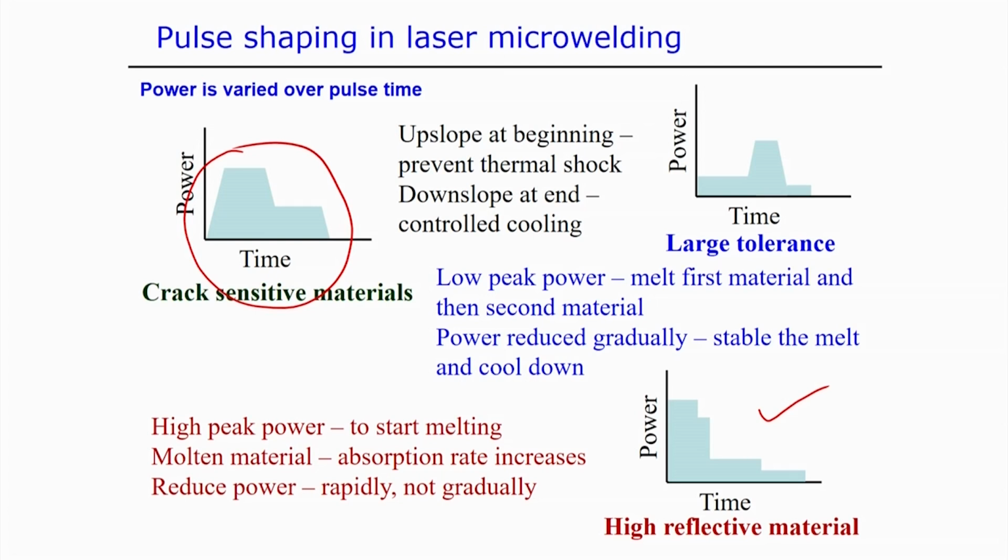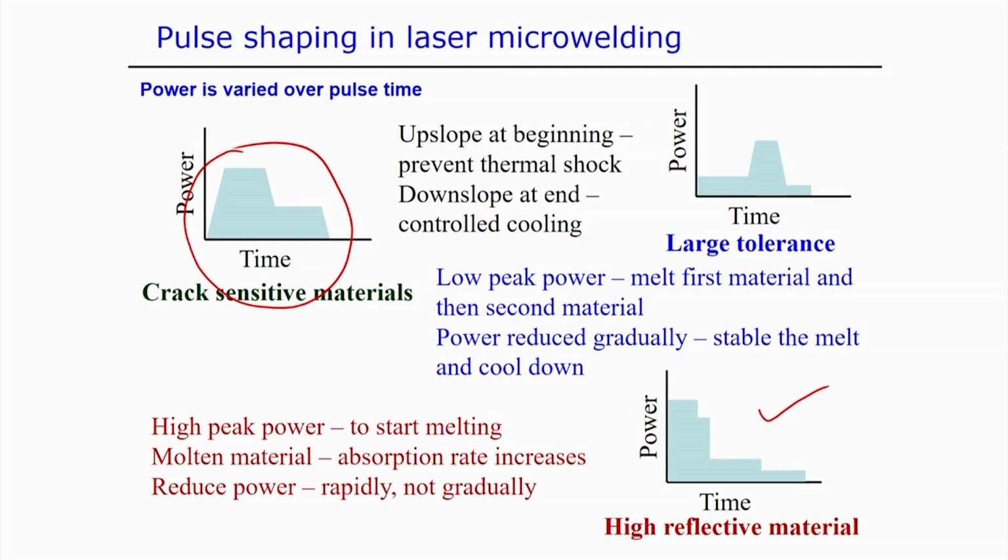That actually helps the welding of highly reflective material. In this case, we start with very high power and then gradually reduce it. We can reduce the power rapidly, and then gradually reduce the magnitude of the laser power. This type of pulse shape is very suitable in the case of highly reflective material.